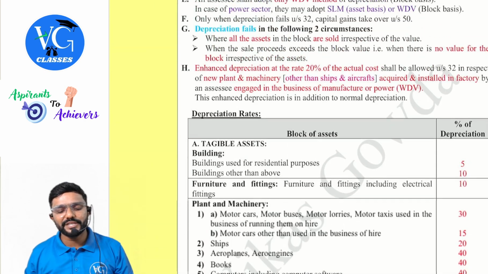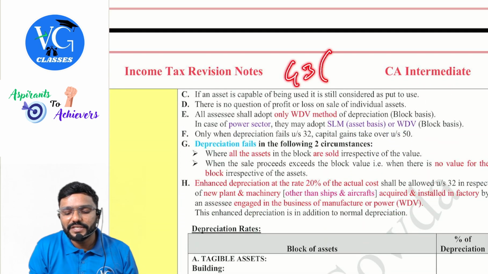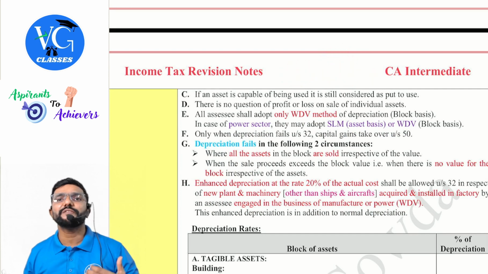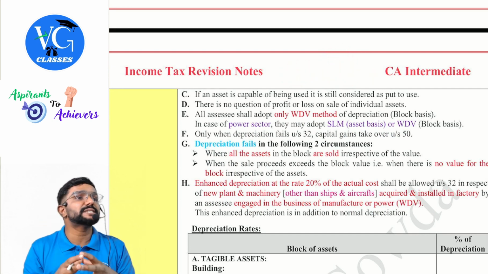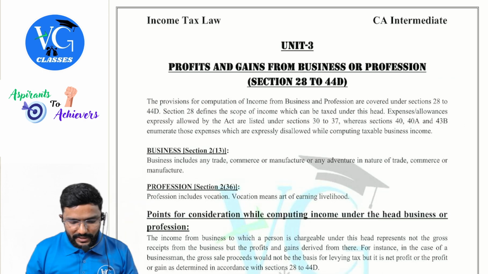Sir, for claiming depreciation, how do we calculate the cost? Calculation of cost is given in section 43 subsection 1, actual cost. Any cost which you have incurred up to the date the asset is put to use or ready to use, you will capitalize. You will capitalize it.